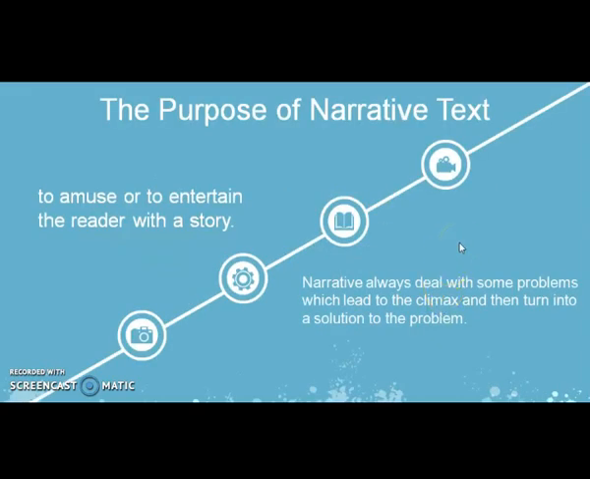Next, we move on to the purpose of narrative text: to amuse or to entertain the reader with a story. Narrative always deals with some problems which lead to the climax and then turn into a solution to the problem. Jadi, gunanya juga untuk menghibur atau menarik minat pembaca dengan menyajikan peristiwa yang menimbulkan masalah dan resolusinya. Kebanyakan naratif teks juga digunakan untuk dipelajari pelajaran moral yang terkandung di dalamnya.